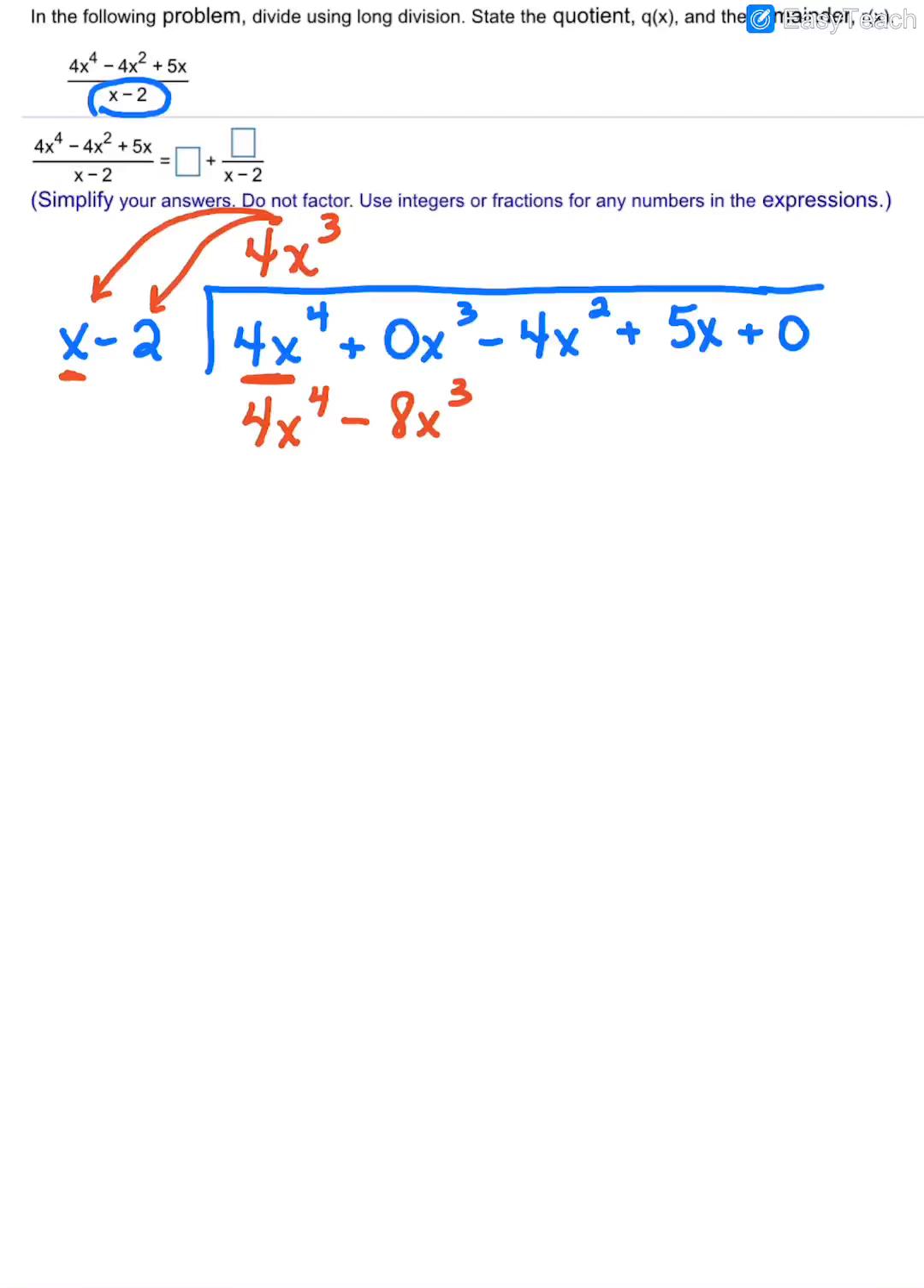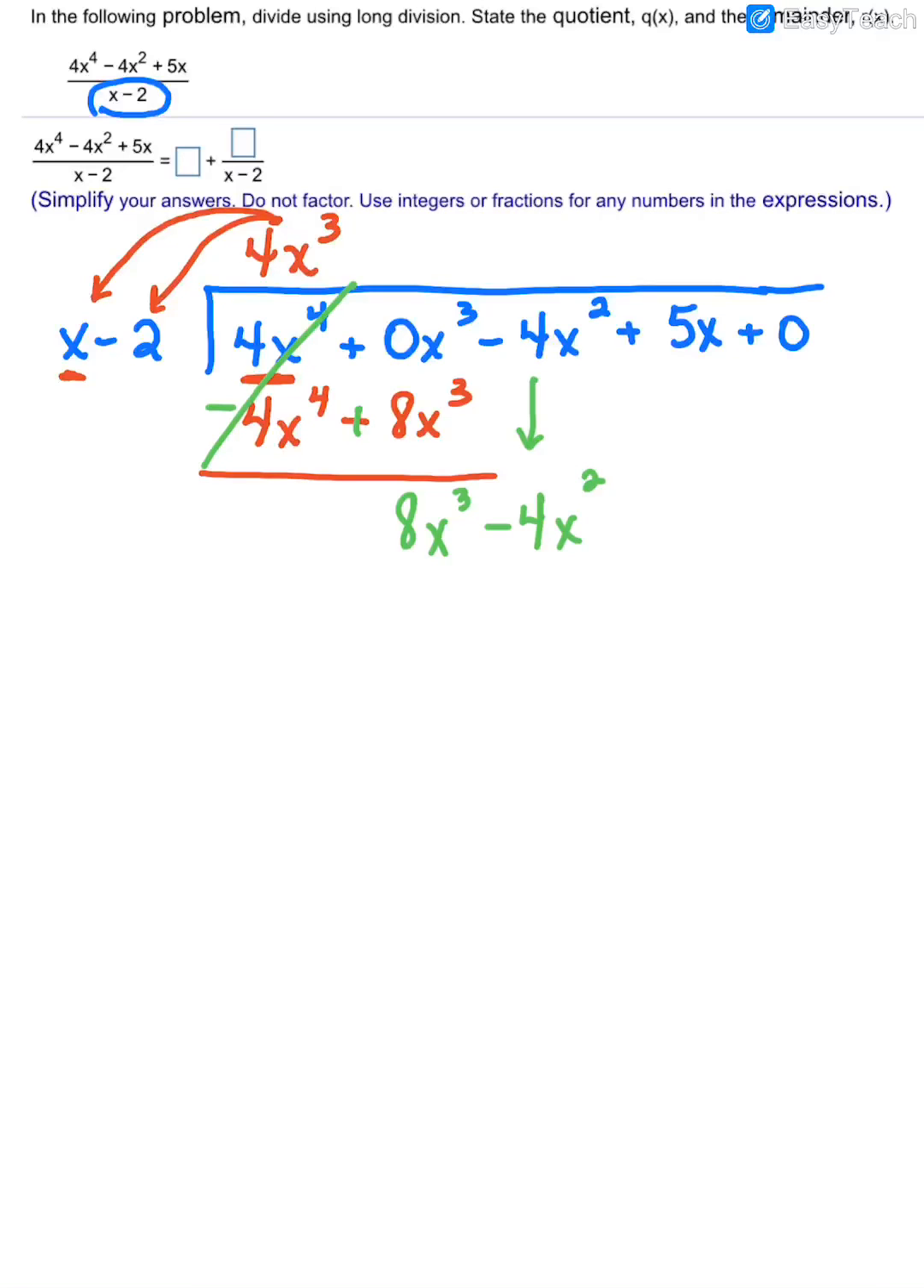Now, just like with long division with numbers, you're going to subtract this particular product. So you do the same thing with polynomials. So this would be a minus, and then when you subtract this, that would make it a plus. So notice that term zeroes out, and you're left with a positive 8x cubed. Bring down our next term, so minus 4x squared.